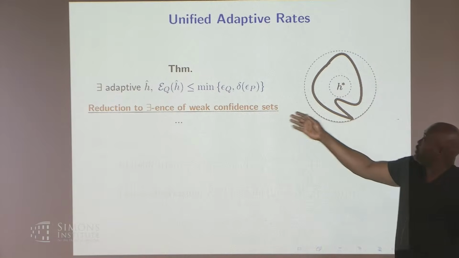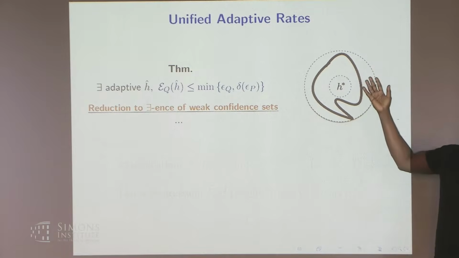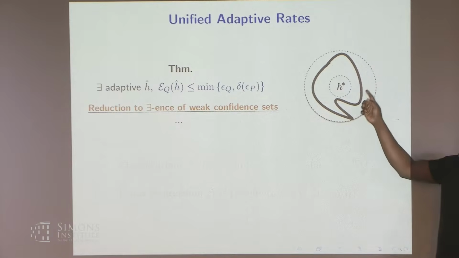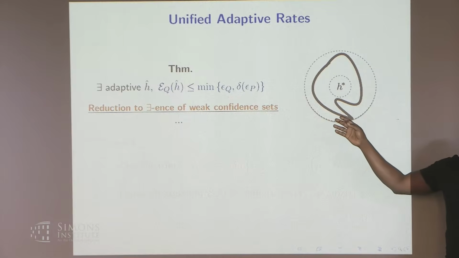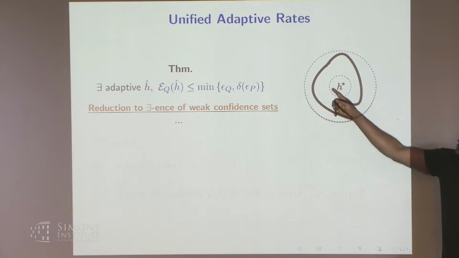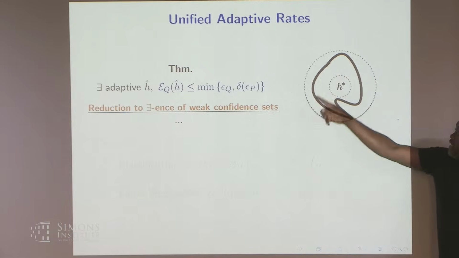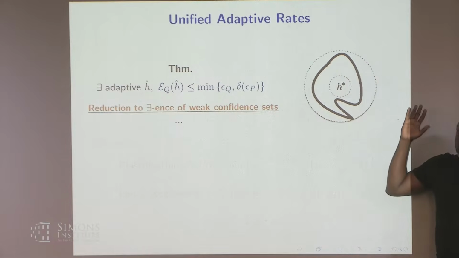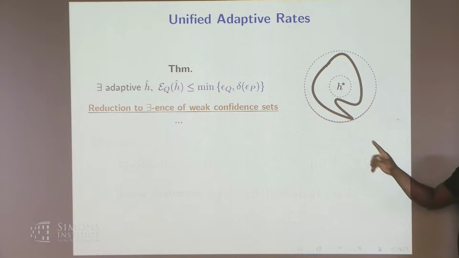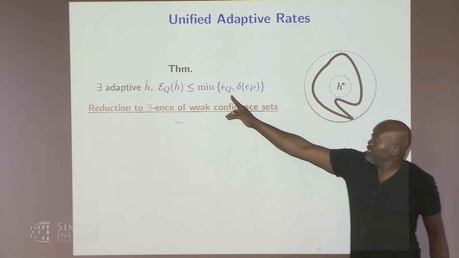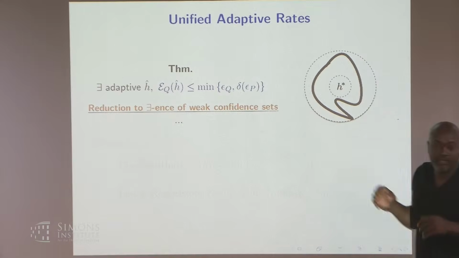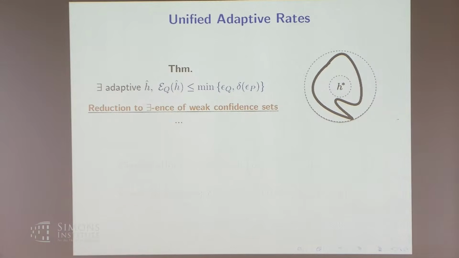And what is a weak confidence set? It's essentially this, right? It is a set that depends on data that for sure contains the risk minimizers, the population risk minimizers under my distribution, and a neighborhood of it. And is contained in a ball that is not too large. Now, the radius of this ball is epsilon q and epsilon p. That's all it is, okay?